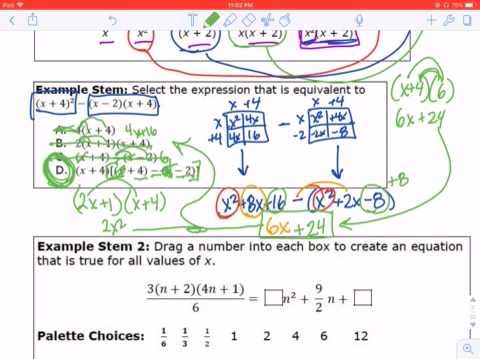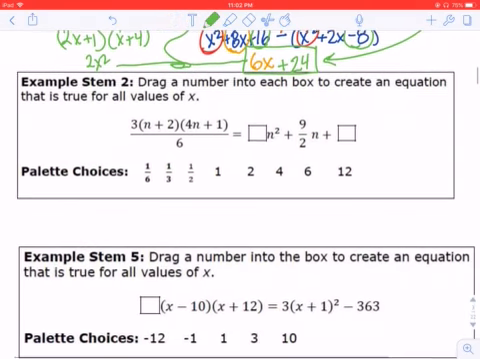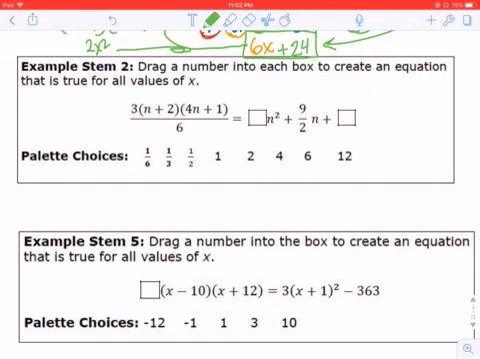Wow, that was pretty crazy, huh, guys? You're doing a great job. We have 2 more rows. So it says drag a number into each box to create an equation that's true for all values of x.